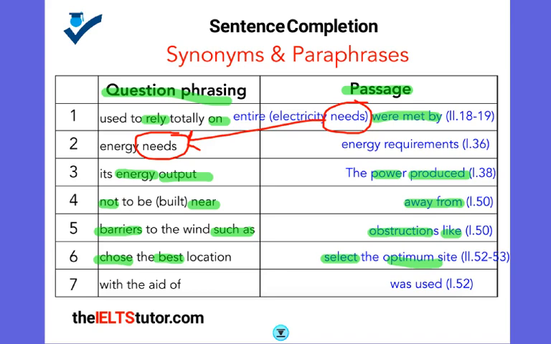You're going to have to make sure that just because you see the same word in the passage and the same word in the question, that sentence or that answer actually matches the question. That is just a common trap in the IELTS reading test.